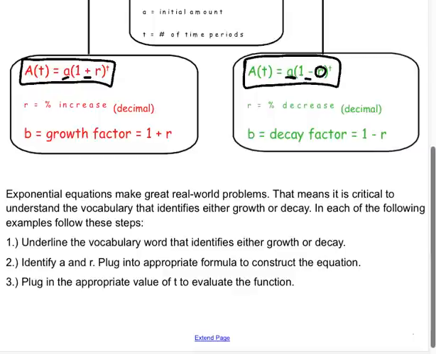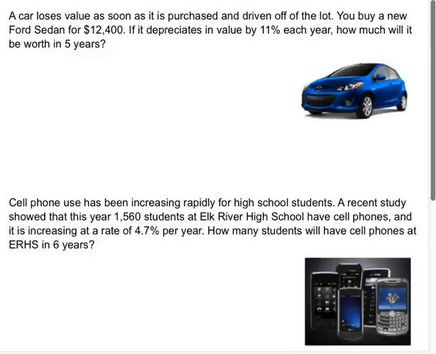The only thing to remember then is R needs to be a decimal. That's going to be the biggest thing, you need that R to be a decimal value. So likely they're going to give you a percent. You're just going to have to know how to turn that into a decimal. All right, so let's jump right in. Let's get going on some of these word problems.